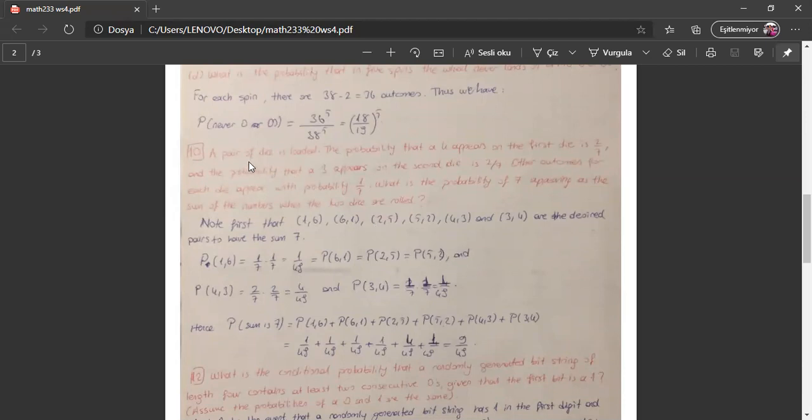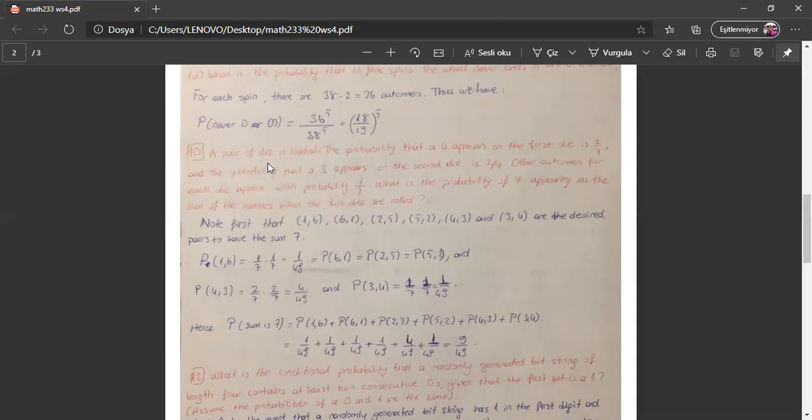Now we have a pair of dice, okay? We roll them again. So we know that the probability that a 4 appears on the first die, remember that, is 2/7, and for 3 on the second die it is the same, 2/7, and any other outcome appears with the probability 1/7, okay?